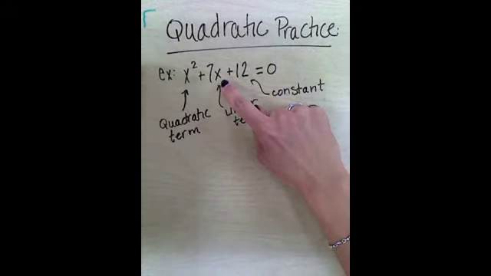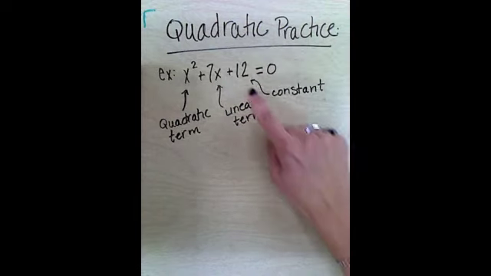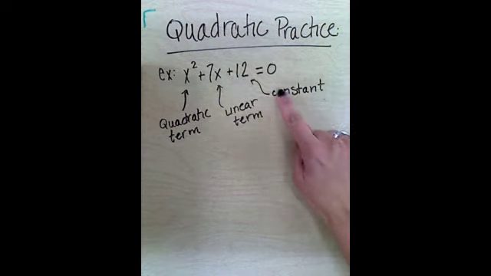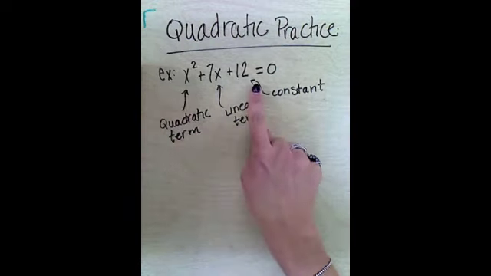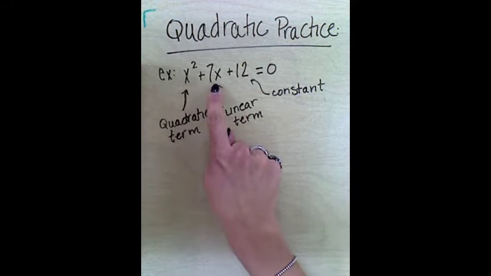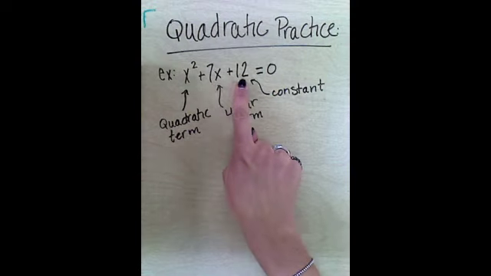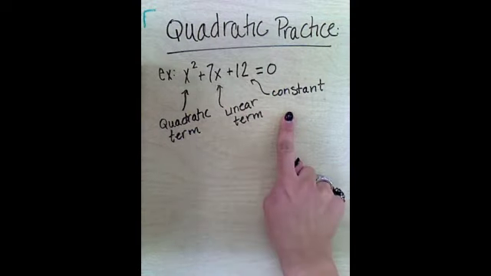The term that has that invisible 1 as its power, that's our linear term. And the part of our equation that doesn't have any variable is considered our constant term. If we want our quadratics to be in the standard form, it's always the squared term first, then the term to the first power, and then the constant. So the quadratic term, the linear term, and then the constant term.